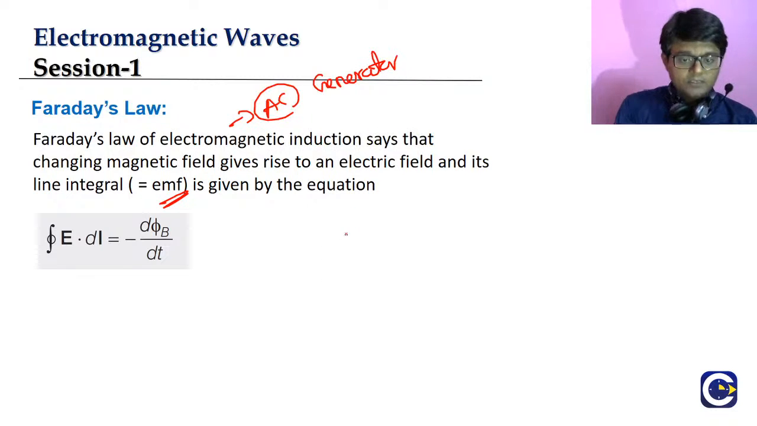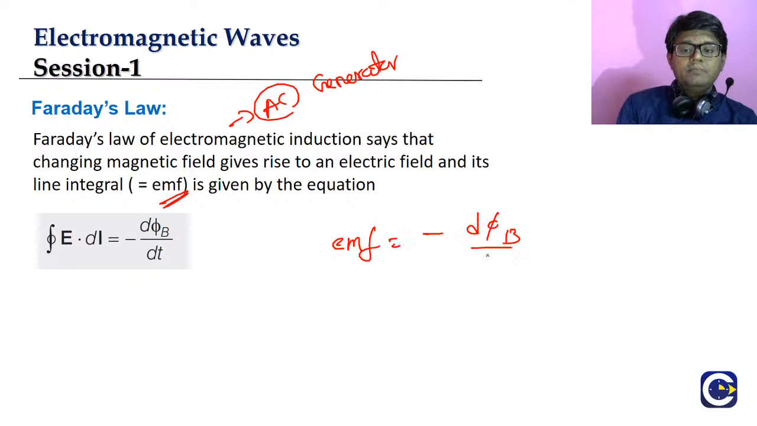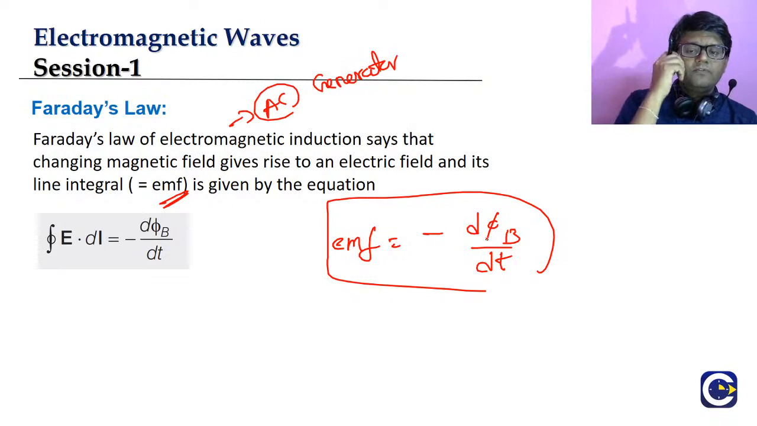So the induced EMF is equal to minus d phi B by dt. This is the formula, right? So this is the induced EMF. We have solved a lot of questions on this also in the EMI chapter.